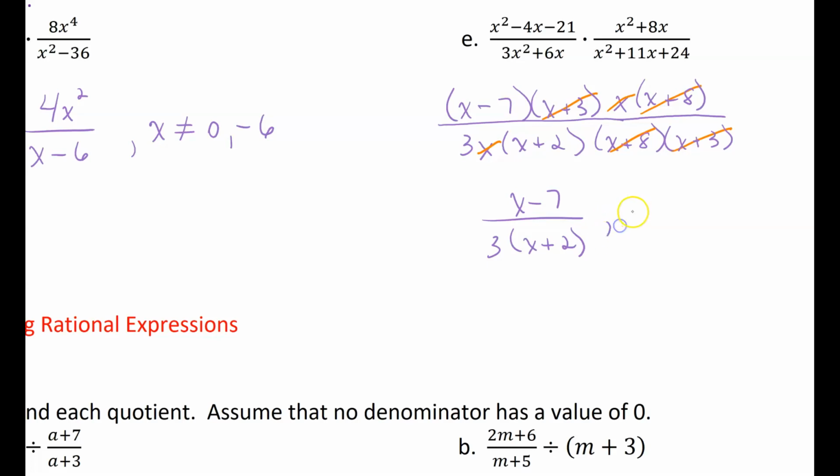We eliminated a lot of pieces, so x cannot be 0, negative 8, or negative 3. Negative 2 is correct, except you don't have to list it because we can still see it. But it's okay if you do list it. No big deal.